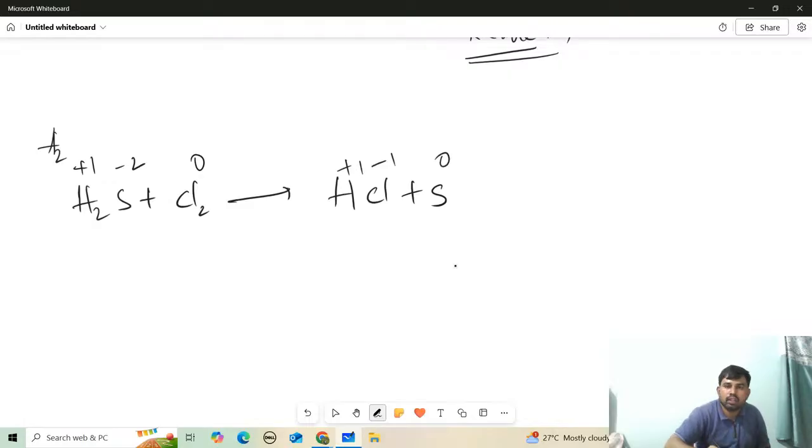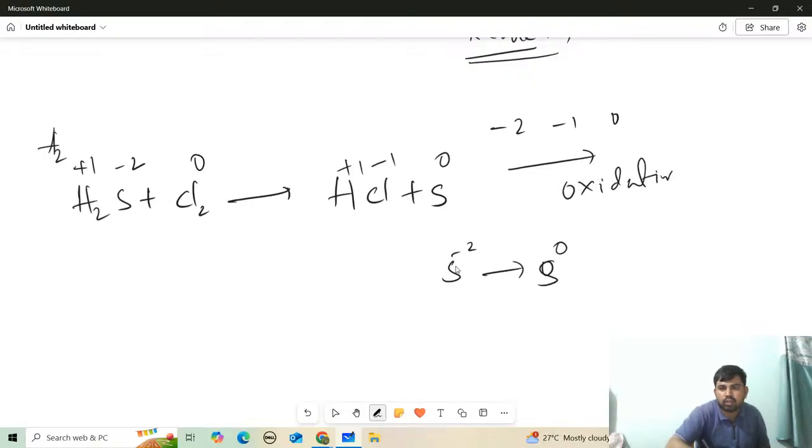So what can I say, sir? H in H2S goes from minus 2 to 0. So minus 2, minus 1, 0. It is moving in that direction, so you can say it is undergoing oxidation. So this substance, H2S, is undergoing oxidation.